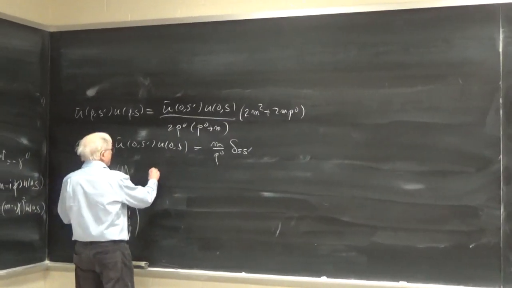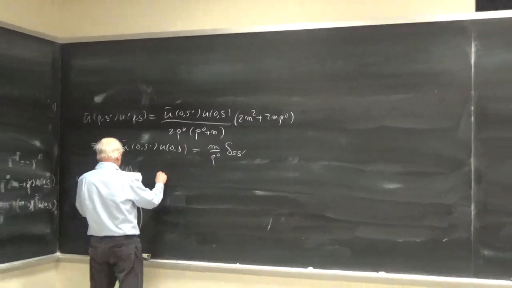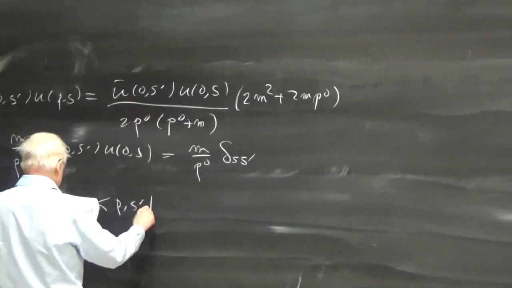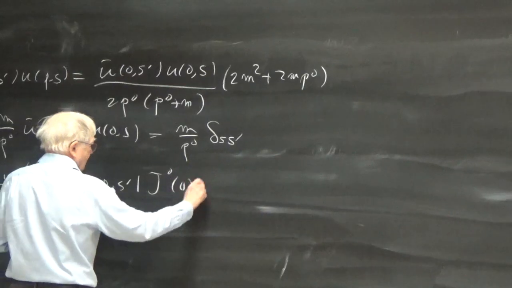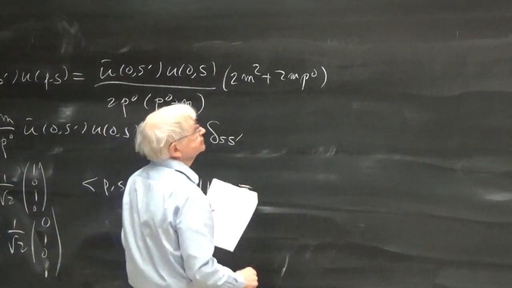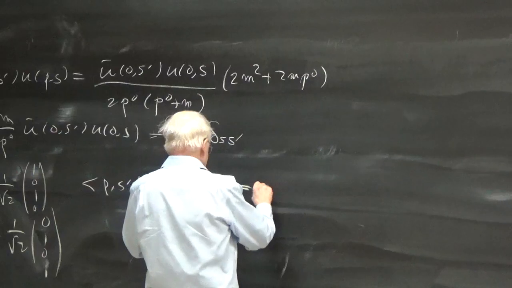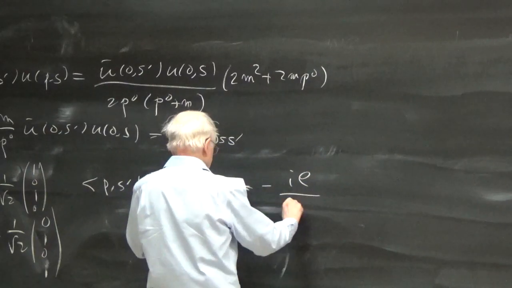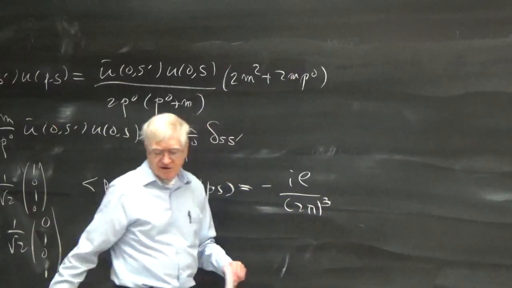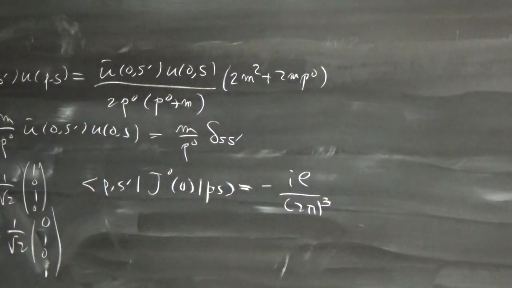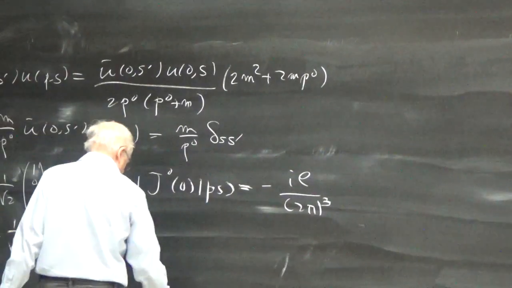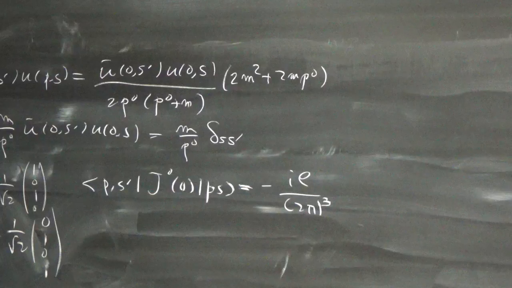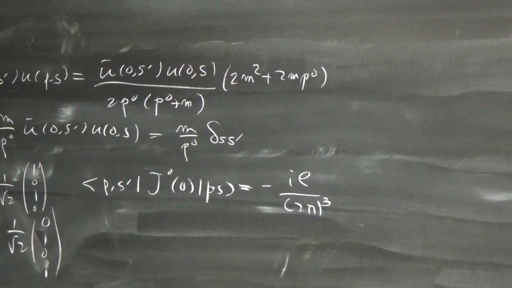Okay, so now that we have this, let's look at what we've got. We've got P S prime, J0 of 0, P S, is equal to minus i E over 2 pi cubed. By the way, if you do look in chapter 10 of Weinberg, what you'll find is that he doesn't use Q. In fact, he uses Q for the charge of the particles because he does everything in general. But I'm talking about the electrons, so I said Q equal to minus E.